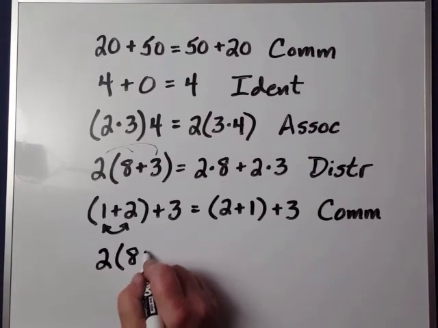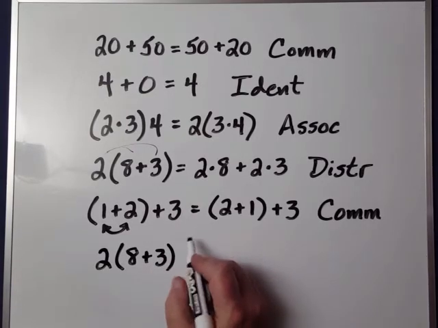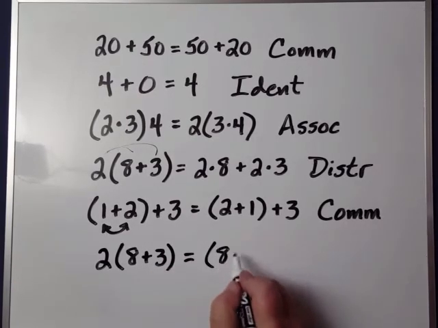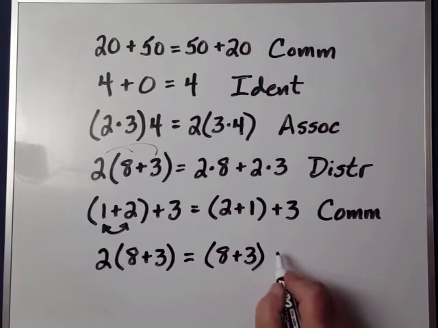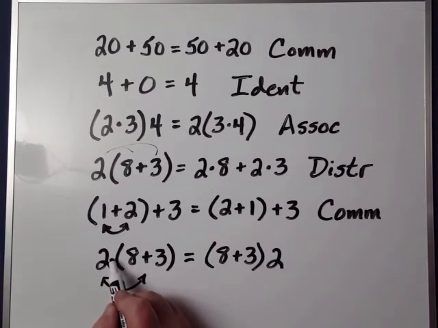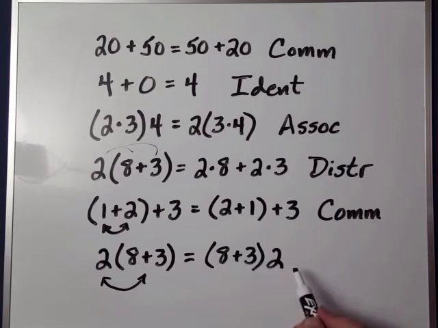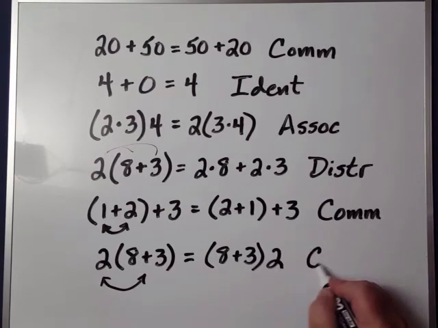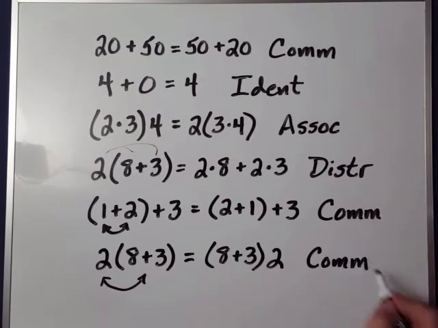How about this? 2 times the quantity 8 plus 3, equals the quantity 8 plus 3 times 2. What has changed from one side to the other? The order in which the multiplication is done. I've traded places. 2 times this equals this times 2. So that's a commutative property. We changed the order. We did not change grouping. We did not distribute. The only thing that changed is the order.